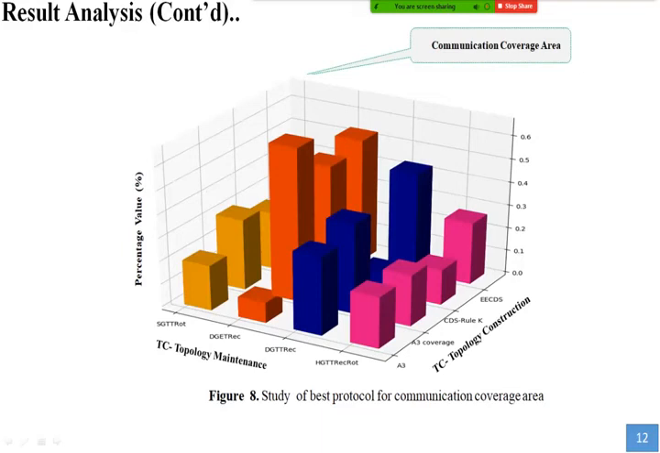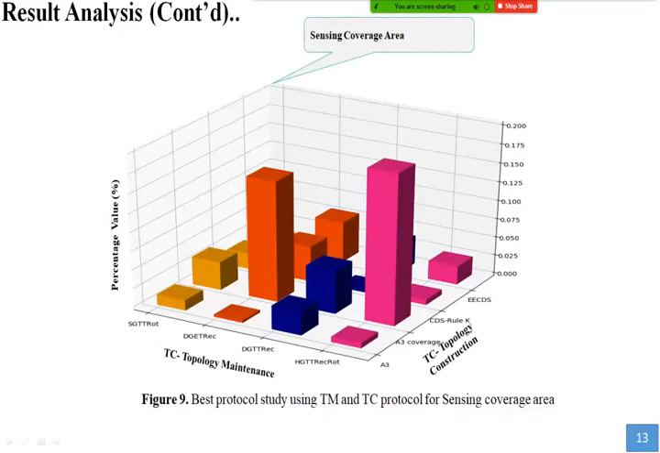This is the communication coverage area result. Here we always accept more, because the more communication coverage area, the more connectivity is acquired, and also we can gather lots of data for our monitoring cases. Here is the sensing coverage area. Here we always accept a larger sensing coverage area, because a larger sensing coverage area means we can cover a larger distance for our monitoring cases. That's why we always accept the larger sensing area.